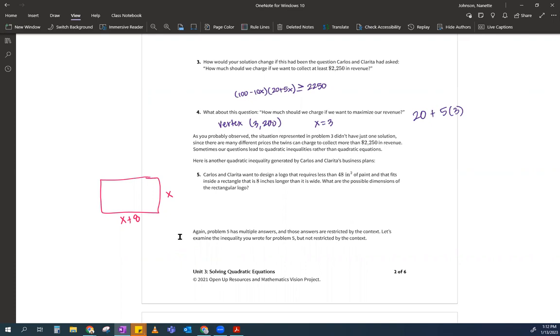Sorry, I'm just writing something down. Perfect. Okay, so then it says, what are the possible dimensions of the rectangular logo? Wait, okay, so wait, what? So I'm going to read it again, and I'm supposed to write something so I can find an answer. It says, Carlos and Clarita want to design a logo that requires less than 48 inches squared of paint. Oh, so what am I going to have to do to X and X plus 8?